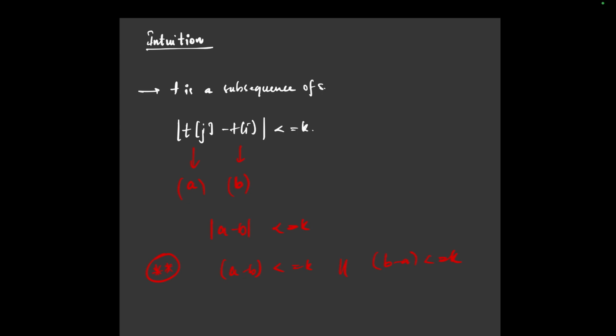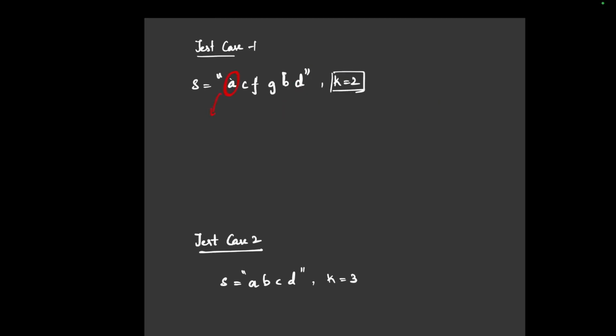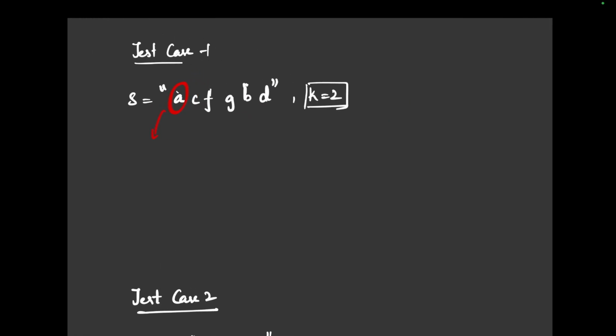Let's quickly discuss the test cases and their outputs, and then we'll come back to our intuition. We have our first test case, and I've marked A because we'll be starting from there. The given string is ACFGBD and k equals 2. In the traditional fashion we'll start the subsequence from A, which I marked in red color. What are all the possibilities of the absolute difference letters? Taking A, on the right side can I go to B, can I go to C, because A to B's absolute difference is 1 and A to C absolute difference is 2, and I can also go to the left.